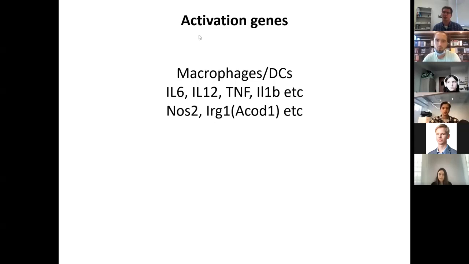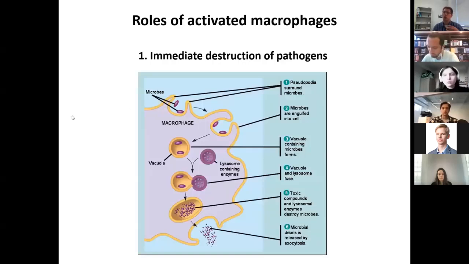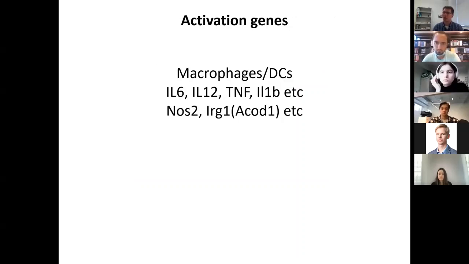And what do these genes stand for? IL-6, IL-12, TNF, IL-1 beta. These are the proteins that will be released from the macrophages, and they will inform cells around the macrophages that an immune response should start. So not only is immediate destruction of the pathogens important, but the other very important component is the activation of the subsequent immune responses, and changing the local environment to the pro-inflammatory state.